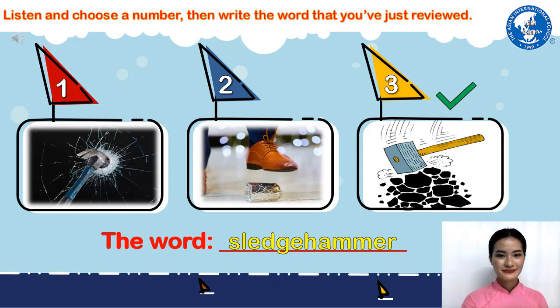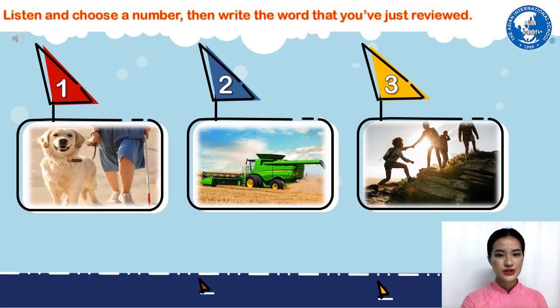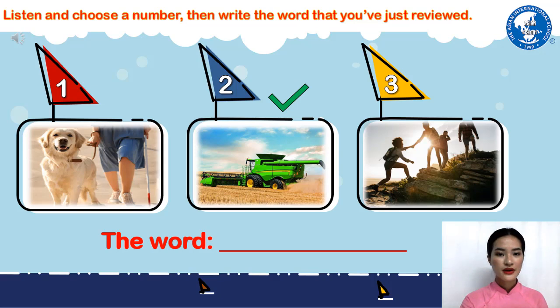Let's see what's next. First, look at the 3 pictures. Now you listen and write the word. A machine can help people work or get from place to place, but they can break down if you don't take care of them. Again, everybody. A machine can help people work or get from place to place, but they can break down if you don't take care of them. What do you choose? 1, 2, or 3? The answer must be number 2. And what's the word? Correct. The word is machine. Next.